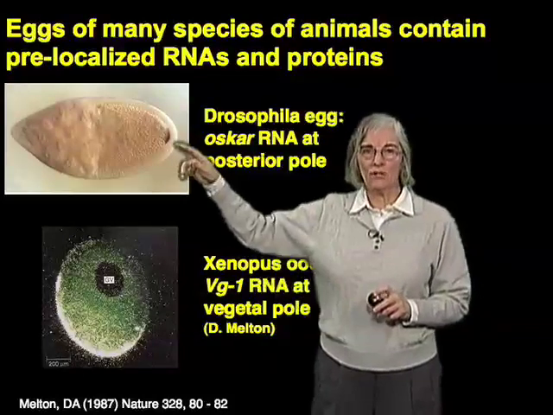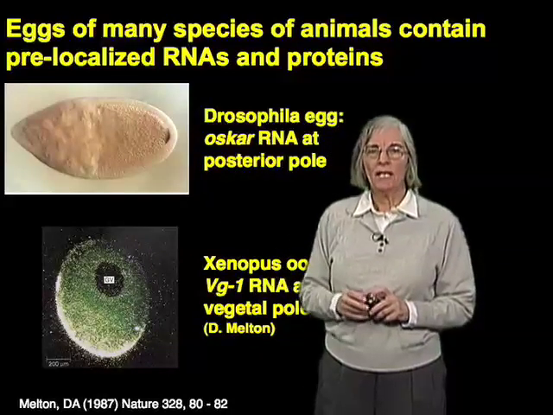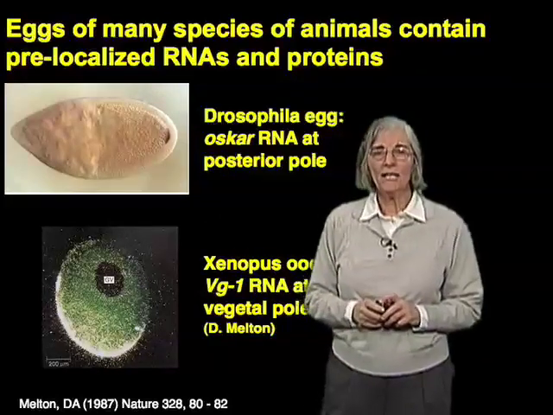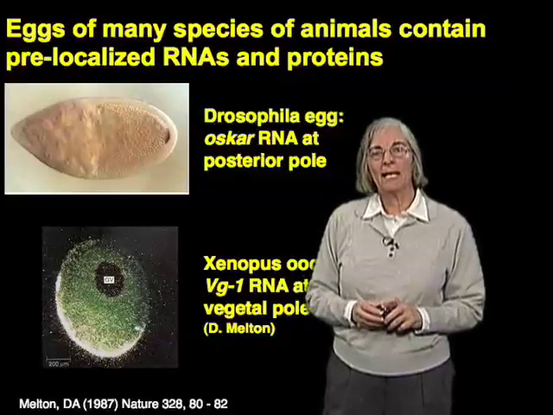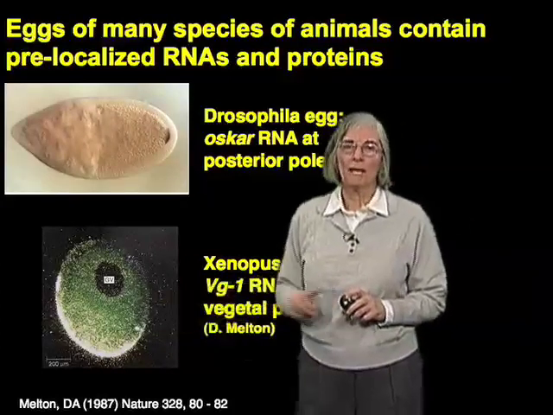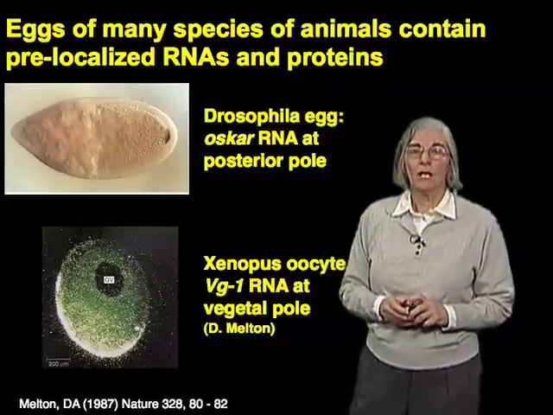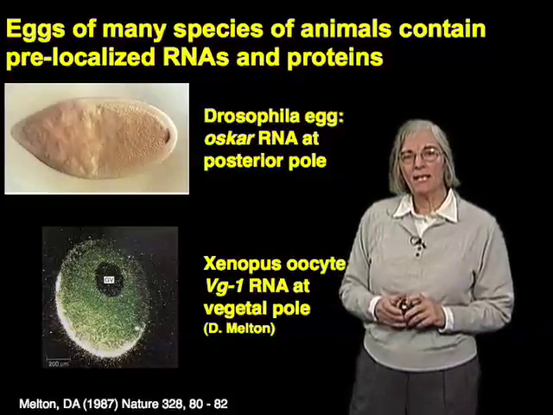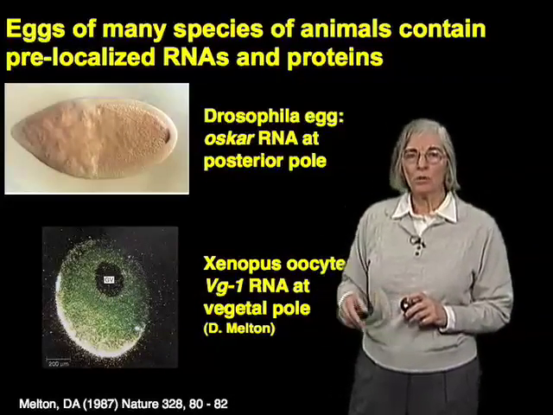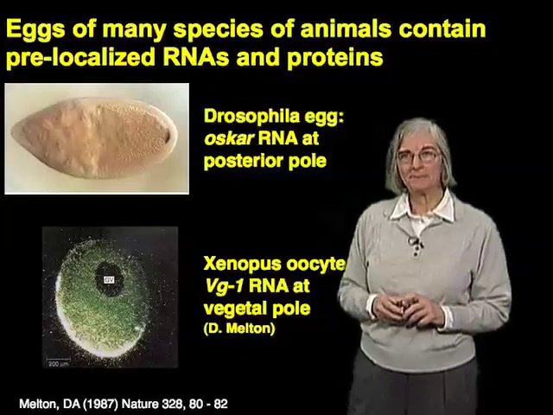So for instance, here on the upper panel is again an oocyte of Drosophila, and you can see a key molecule, the Oscar RNA, which is accumulating at the posterior pole of the egg. On the lower panel, you see an amphibian oocyte. And in this oocyte, you can see a key RNA molecule, VEG1, localized to the vegetal pole of the oocyte.